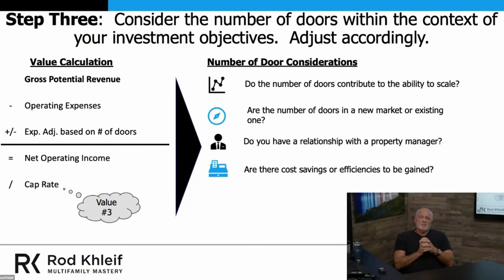What I mean by this is number 3 is to look at the number of doors, okay? And ask ourselves a few questions. Does the number of doors contribute to our ability to scale? It could be 10 doors because we're already at 10 and this is going to double our doors.